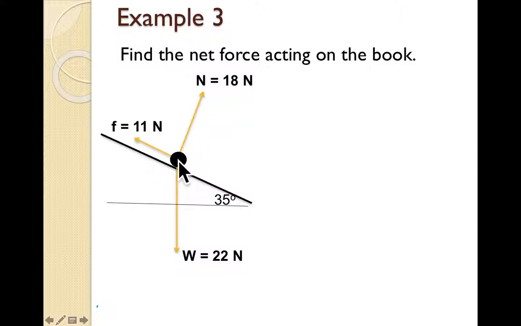So motion or impending motion of this object is down the incline. We know that because the friction force is up the incline. This may or may not be moving, we don't know that based on the information we're provided. But we do know that the friction force is always in the opposite direction of motion or impending motion. So it makes sense that this is tending to go down the incline. So let's get started on this.